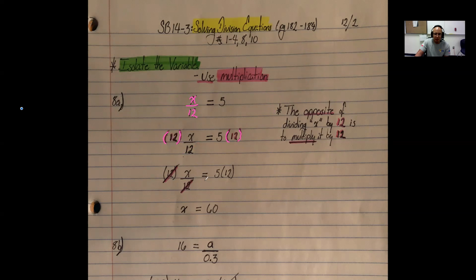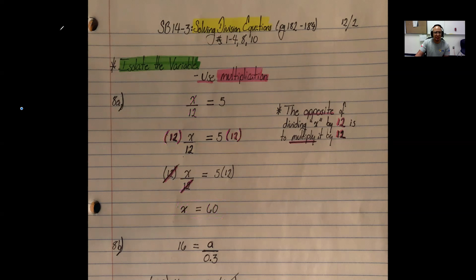All right. I have a 12 up here and the 12 on the bottom. So 12 divided by 12 is 1. So that cancels out, thus leaving the x isolated. Then 5 times 12 is 60. And that is it. Pretty simple.